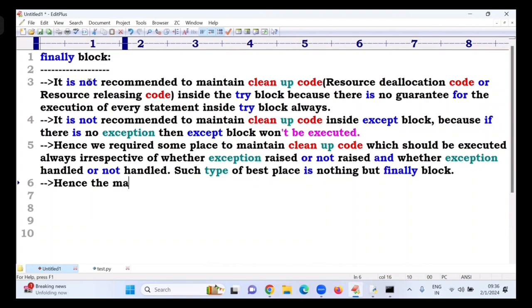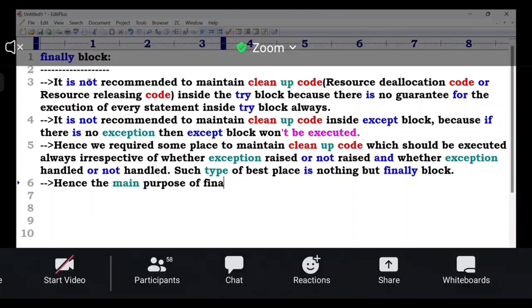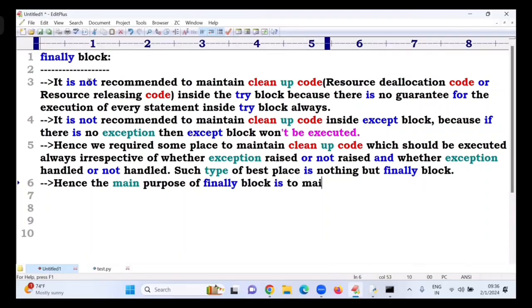Hence, the main purpose of the finally block is to maintain cleanup code.